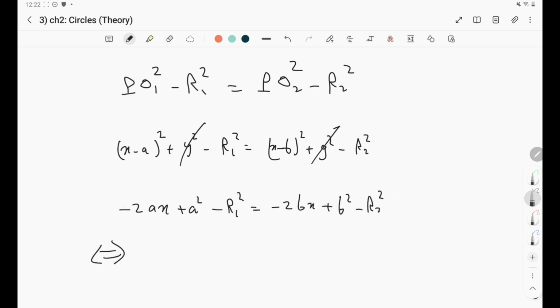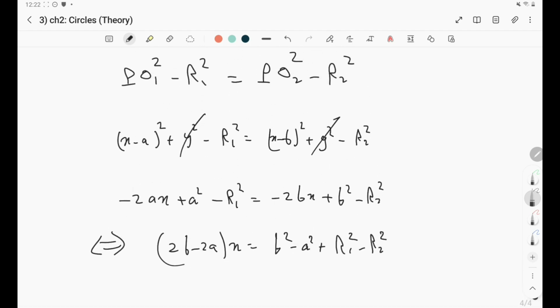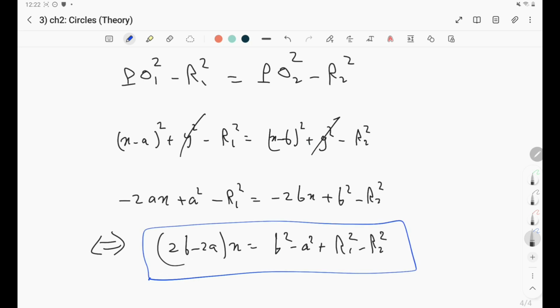And that can actually be written in this form: 2b minus 2a times x is equal to b square minus a square plus R1 square minus R2 square. Whatever. So right now I want you to look at this. This is the equation. Any point P, xy that satisfies this is going to be on the radical axis. So what exactly does this equation represent? Well, clearly it's an equation of a line, right?